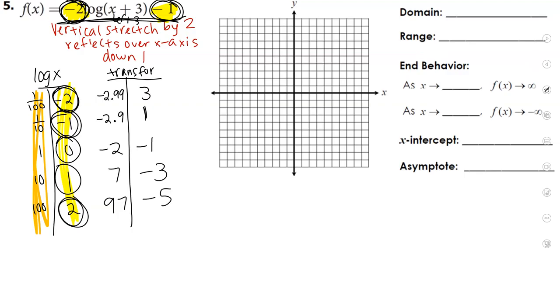Okay, now let's go ahead and graph this. So the x value is -2.99. So if this is 1, this is 2, this is -3. I'm about right there. -2.9 is about right there. My points keep disappearing. There we go.